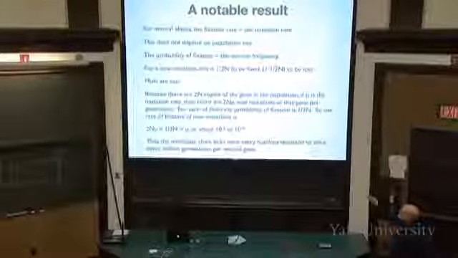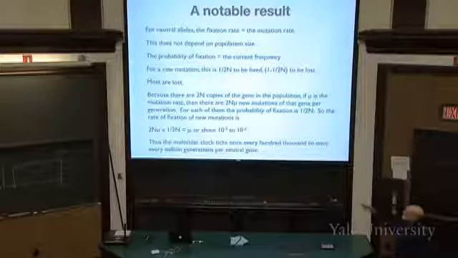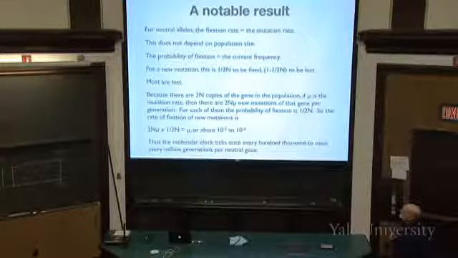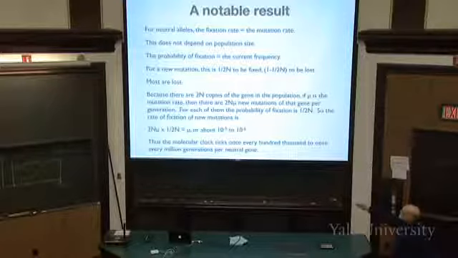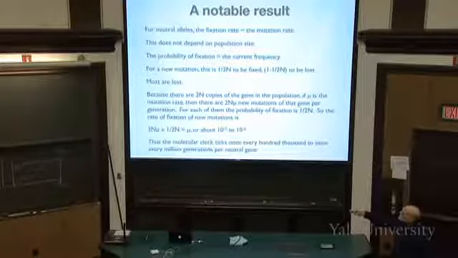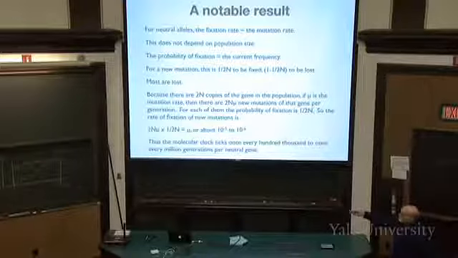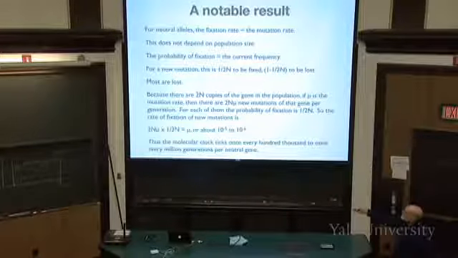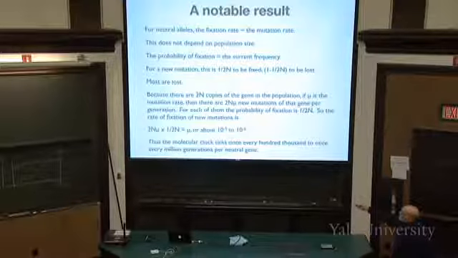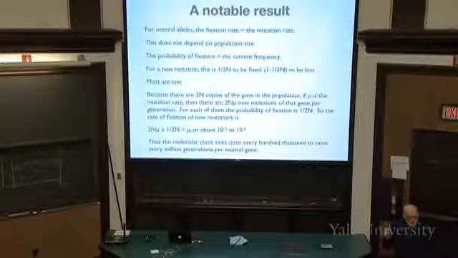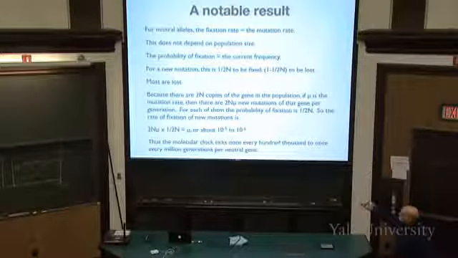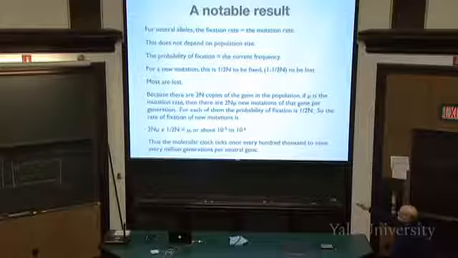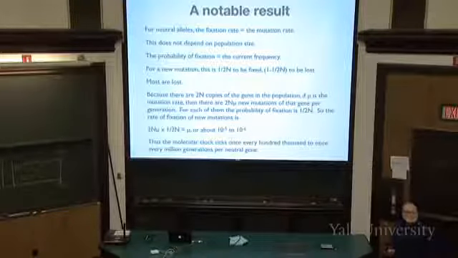Because there are 2n copies of the gene in the population, and if mu is the mutation rate, that means in each generation there are 2n mu new mutations. And for each of them, the probability of fixation is 1 over 2n. So the rate of fixation of new mutations is 2n mu times 1 over 2n, which is equal to the mutation rate. That's about 10 to the minus 5th to 10 to the minus 6th per gene. And that means the molecular clock is ticking once every 100,000 to once every million generations per neutral gene.